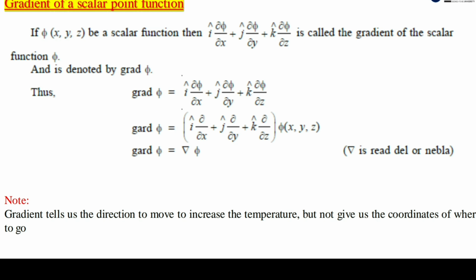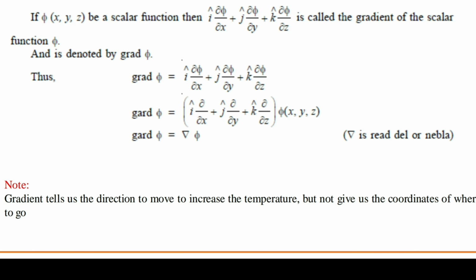Gradient of a scalar point function. If phi of x, y, z is a scalar function, instead of f I have phi here, that's all. How do you find the gradient? Gradient of phi is equal to i cap times dou phi by dou x plus j cap times dou phi by dou y plus k cap times dou phi by dou z. This formula we have to use, and we have to find the gradient of the function phi.